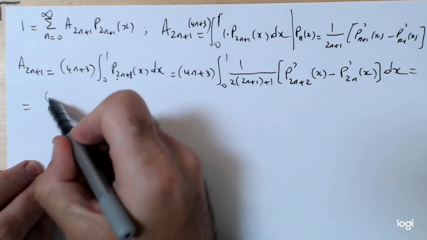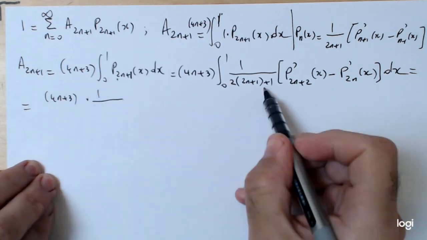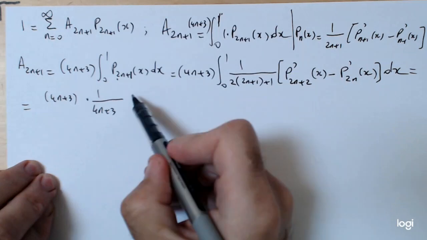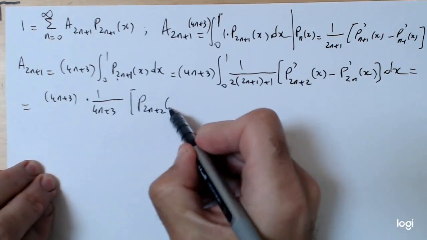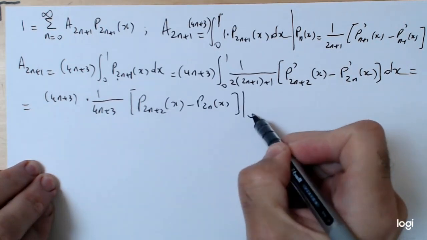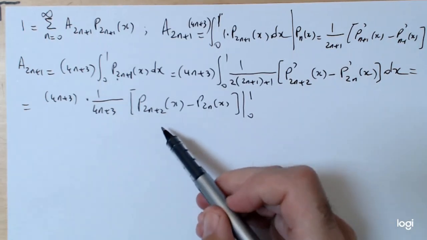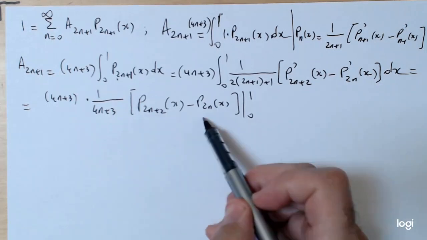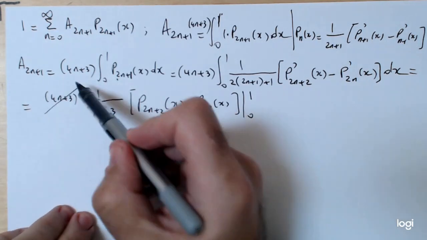So we have 4n plus 3 times 1 over, this guy is going to be, again, 4n plus 3. And now the antiderivative, P_{n+2}(x) minus P_n(x) between 0 and 1. Now notice here I don't have to worry about an exception case. n going from 0 to infinity, 0, 1, 2, 3, all these indexes are well defined. I don't have to take any case separately.